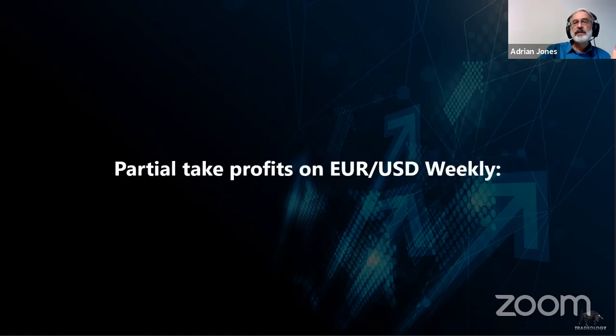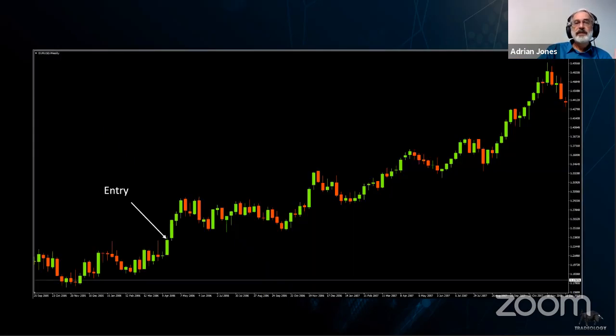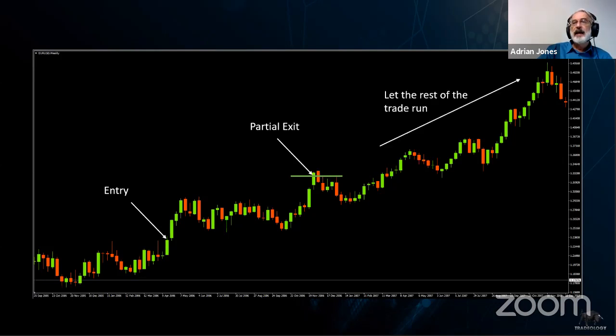So here's an example. Let's say we want to take partial take profits on the EUR/USD weekly chart. So we'd have entered at that point there on the chart. And when it gets to this point here, we're going to take a partial exit. We're going to exit half of our trades, close those positions, and let the remainder run. And they would then run up, you can see this progression, right? So we get the benefit of taking a partial profit at this point, and then also get the benefit of further profits as the trade runs up.